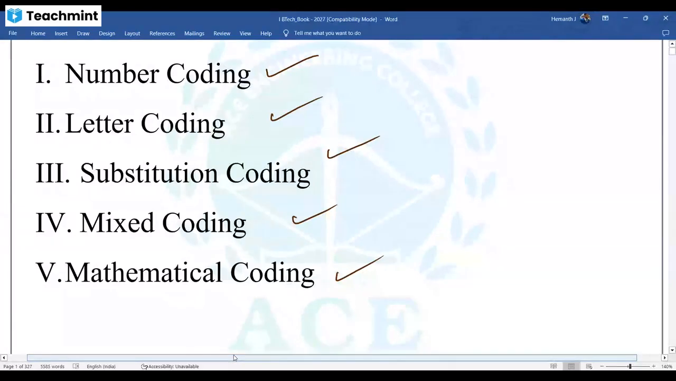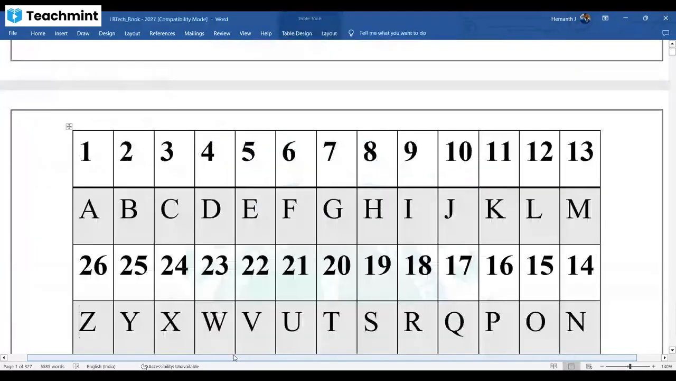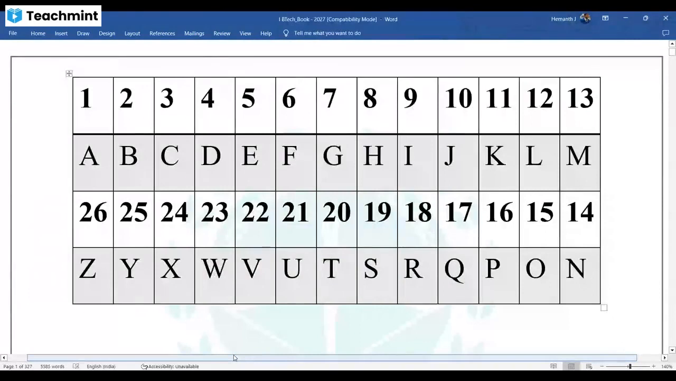In general, from a placements point of view, they focus on the first 4 only, with more focus on number coding and letter coding. Including all government sector and private sector jobs, they focus on number coding and letter coding. So you have to know the value of each letter. We already gave, in the previous session, how to remember the value of each letter: A1, B2, C3, and so on up to Z value 26.